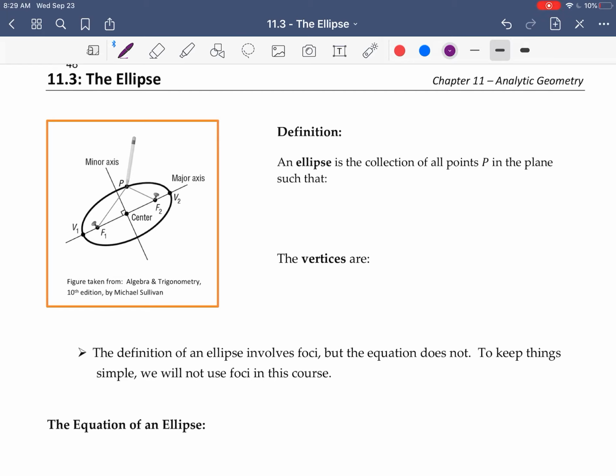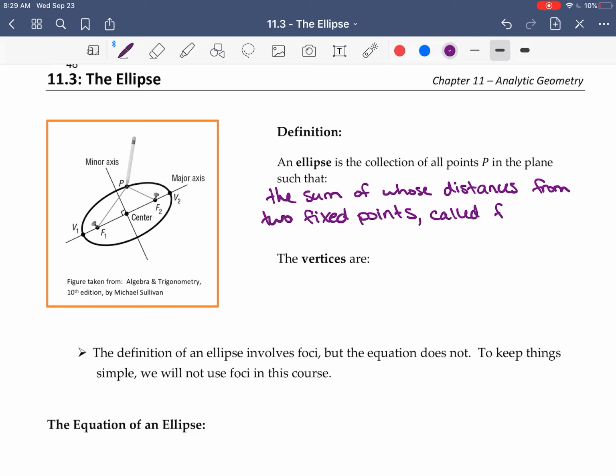So an ellipse is a collection of all the points P in the plane such that the sum of whose distances from two fixed points called foci is constant. So the sum of their distances from two points. Here in your graph, here's foci 1 and foci 2. If you take any point on the ellipse here, the sum of the distances from the point to the two foci is constant. So it's always the same.